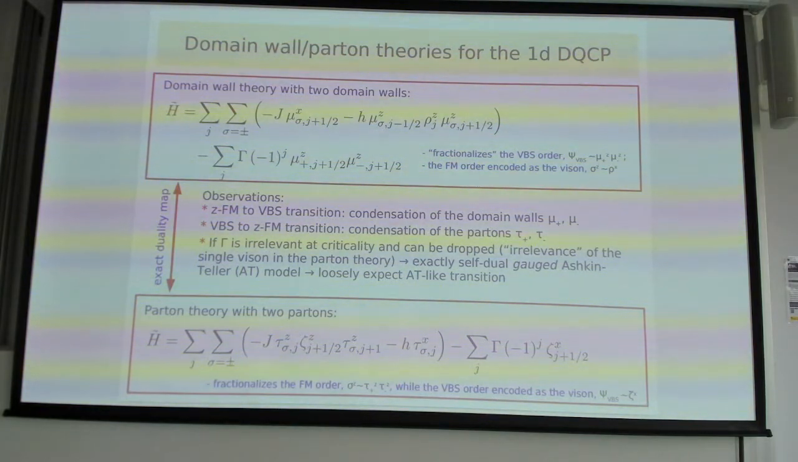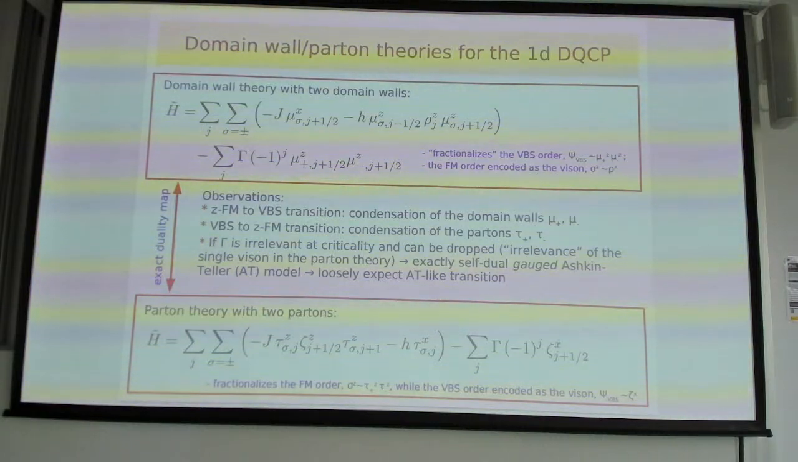And the transitions are basically from here you condense both mu, from ferromagnet to VBS, or VBS to ferromagnet, you condense both ways. And the analog of the assumption of deconfined criticality is where if this gamma term is irrelevant at the transition, then you could drop it, and then qualitatively the structure of the theory is the same as two Ising models with energy-energy coupling. And that's the known self-duality of the Ashkin-Teller.